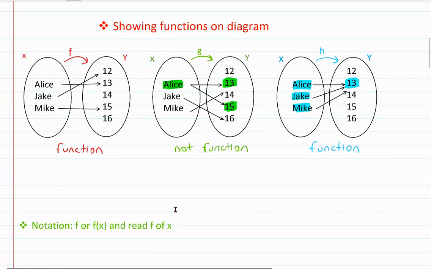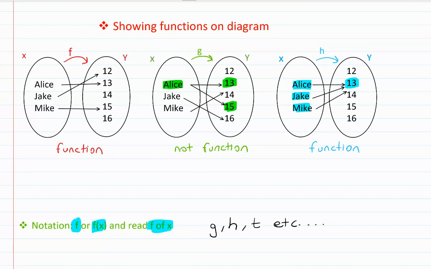So for function notation, we can write f or f of x. This one we read as f of x. We can also use g, h, t, whatever, etc. We can use other letters too.